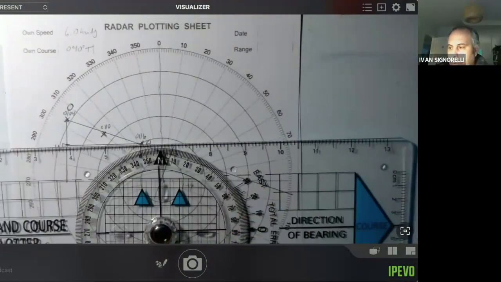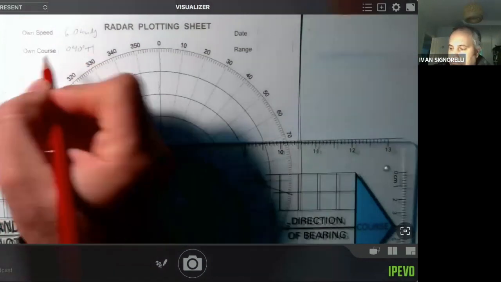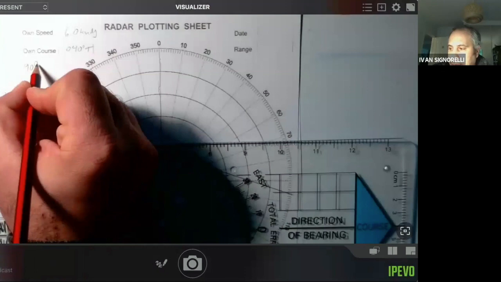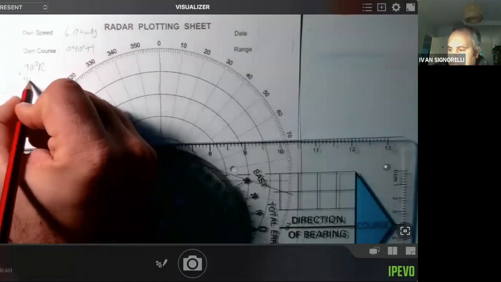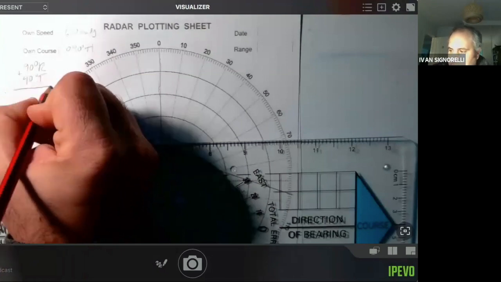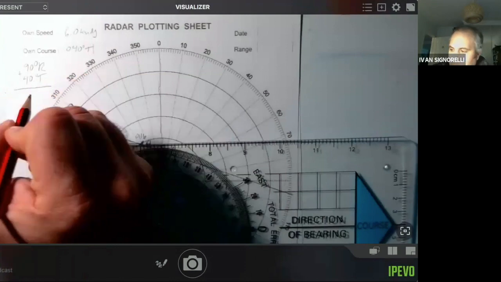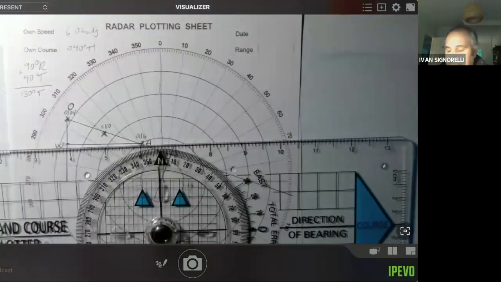Now, once you've taken the bearing, remember that's your relative bearing. Now you need to find the true bearing. The true bearing is going to be the relative bearing, which you just worked out to be 90 degrees, and you're going to add your own heading, which is 40 degrees. That's going to give you the other vessel's course, which is going to be 130 degrees true.